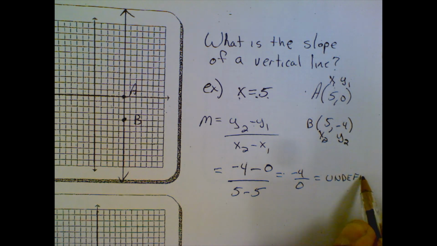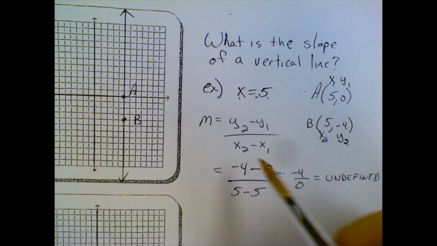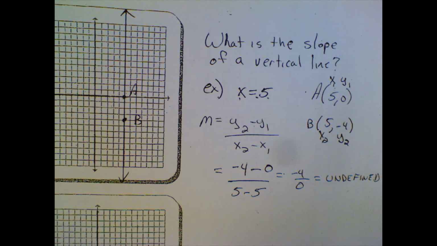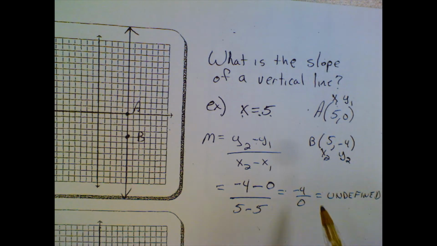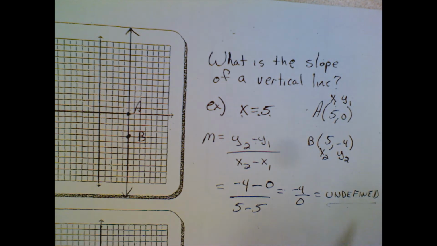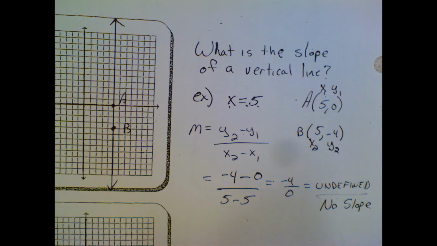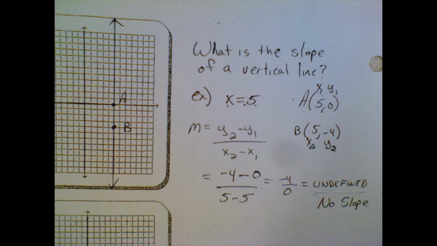We can't divide by 0, and that goes to show you that if you have a vertical line, you will always get an undefined slope because these coordinates will always be the same and you'll get 0 there. So just remember, vertical lines have an undefined slope, sometimes they call that no slope. Okay, don't write the number 0 because that doesn't apply.